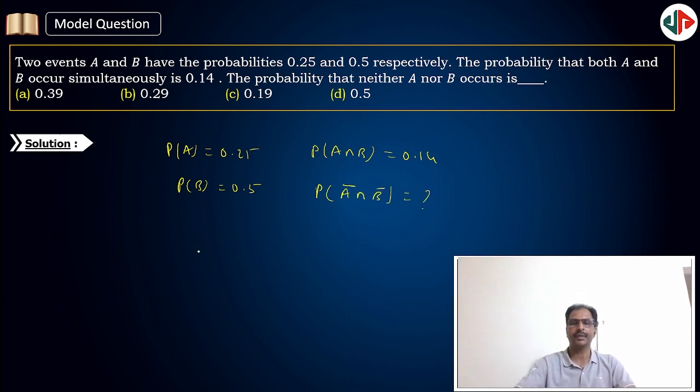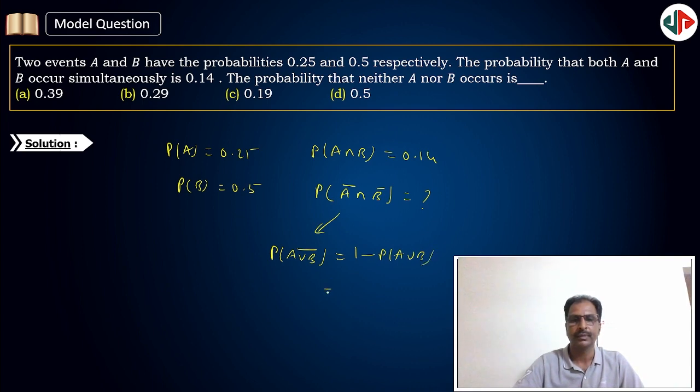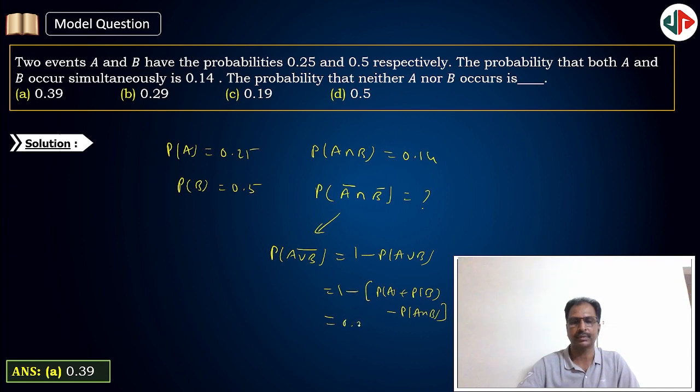That is P of A bar intersection B bar, which is our required probability, which is nothing but P of A union B whole bar. By using De Morgan's law, this is 1 minus P of A union B. The formula for P of A union B is P of A plus P of B minus P of A intersection B. All the values are given. Substitute all the values and simplify, you will get the answer as 0.39. Option A.